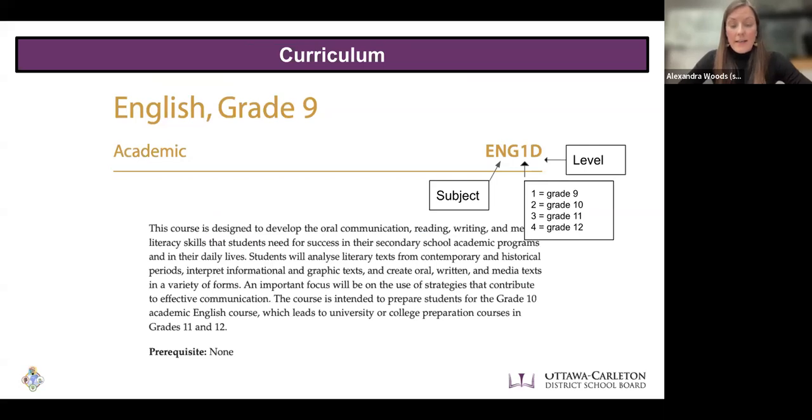And you'll notice that the grade 9 English course, like other courses, has a course code. If you can see on the screen here at the top right, the code consists of letters and numbers and can be found on your student's timetable. The letters at the beginning of the code indicate the subject. So this one is English, so ENG. The number after the letters indicates the year the course is to be taken. So 1 indicates grade 9, 2 indicates grade 10, 3 indicates grade 11, and 4 indicates grade 12. And the letter at the end indicates the level.